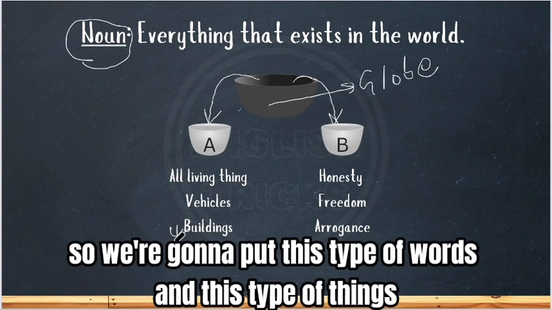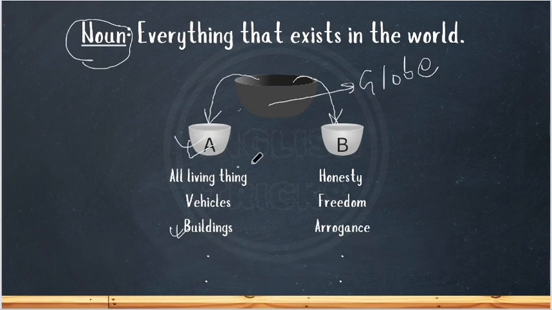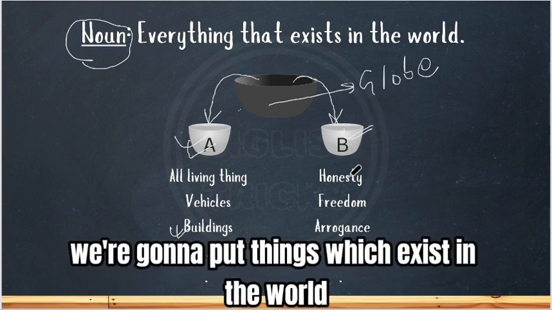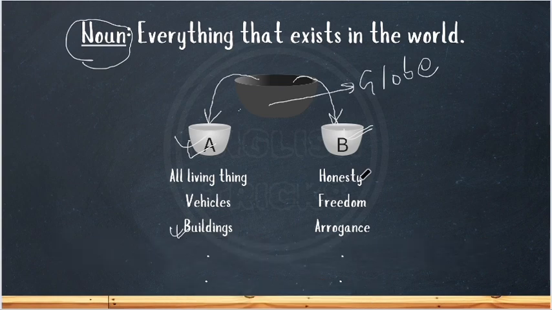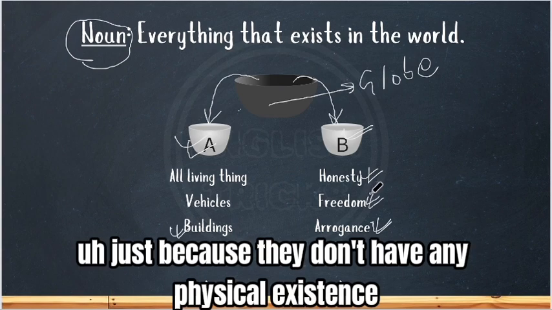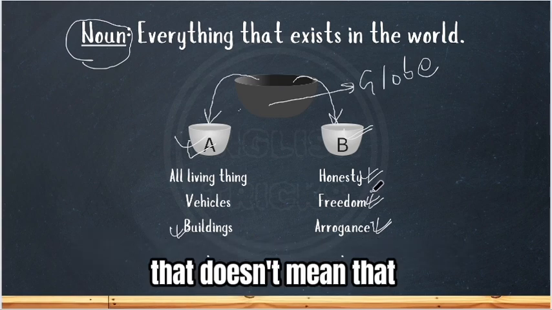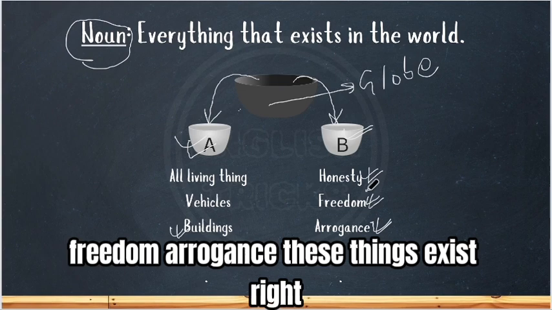So we are going to put this type of words and things which have physical existence in bowl A. And on the other hand, in bowl B, we're going to put things which exist in the world, but don't have any type of physical existence. For example, honesty, freedom, arrogance. Just because you cannot see them, just because they don't have any physical existence, that doesn't mean that they don't exist. In our society, in our world, honesty, freedom, arrogance, these things exist, right?